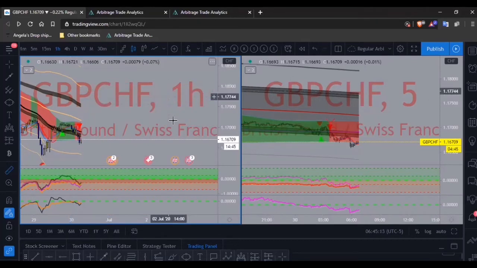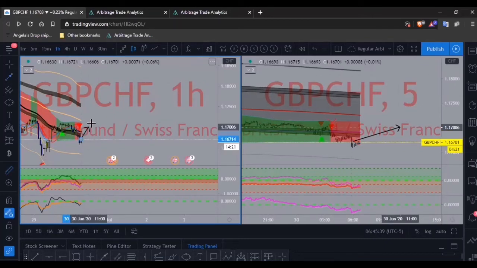But so GPCHF, I've already set the alert on it for the buy because it looks like it might go back into it. But like I said, I'm just waiting. It's called for the sell on both the 5-minute and the 1 hour. So I'll just wait for it to break through the RSI line, retest it, and then hop in.